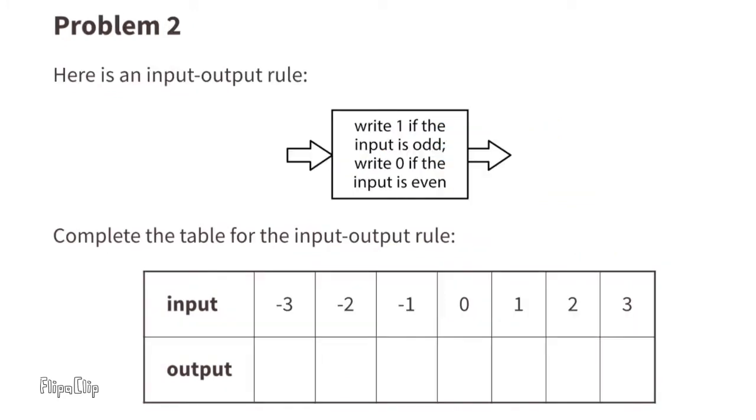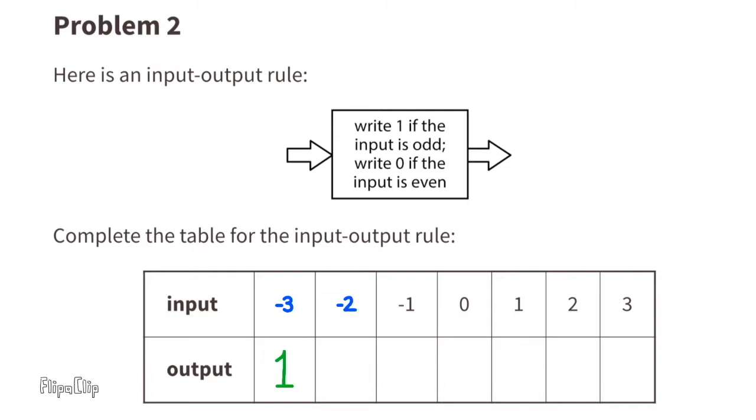Problem number 2. Here is an input-output rule. Write 1 if the input is odd. Write 0 if the input is even. Complete the table for the input-output rule. When the input is -3, that's odd. So we're going to write 1 for the output.